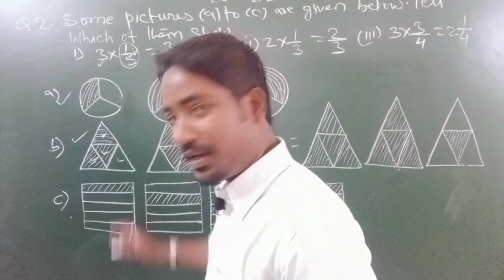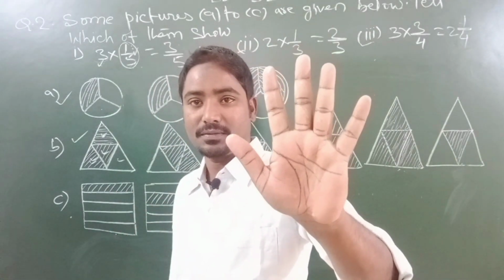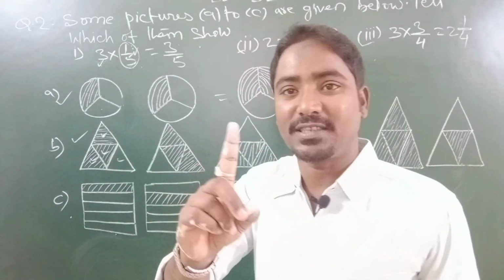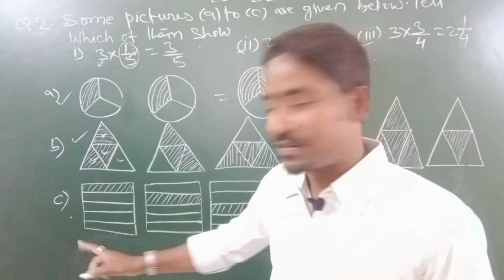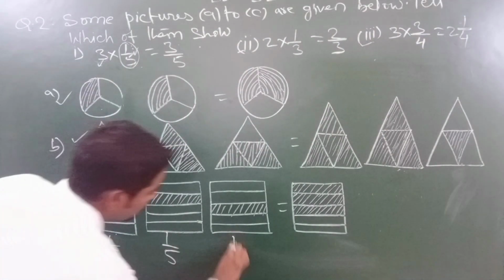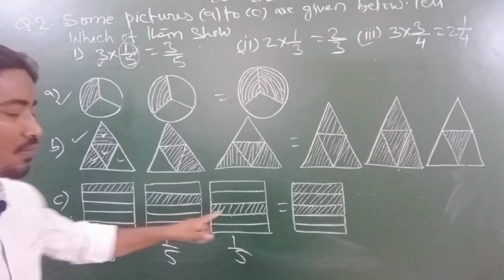Now coming to the next segment, it has been divided into how many parts? 5 parts. And we can see clearly that among 5 parts, 1 part has been shaded. So its fraction will be 1 upon 5. Now here 3 quantities are there, so 3 into 1 upon 5.